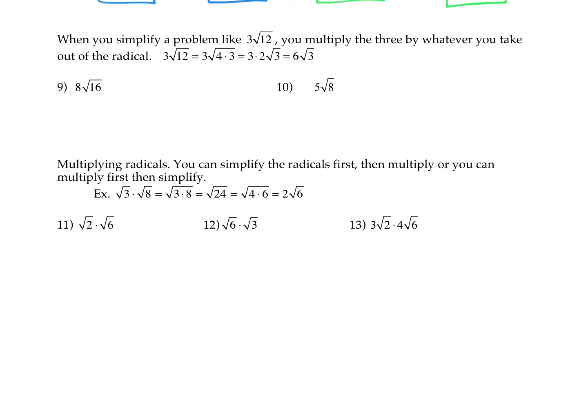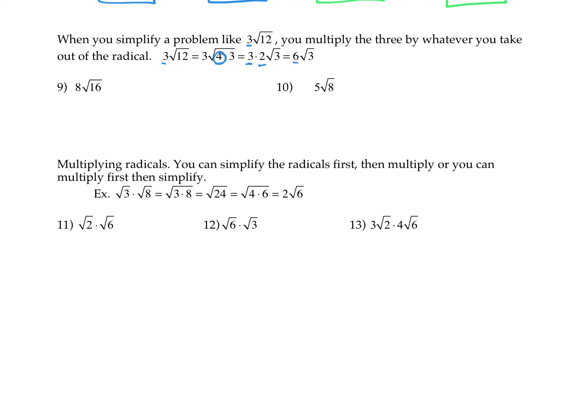Okay, in our next group of problems, we already have a number out in front of the square root sign. So what we do is we multiply that number, in this example the 3, by whatever else we bring out of the radical. So factor 12 into 4 times 3, 4 being the perfect square. So the 3 that's out in front gets multiplied by the square root of 4, which happens to be 2. And 3 times 2 gives us 6 square root of 3.